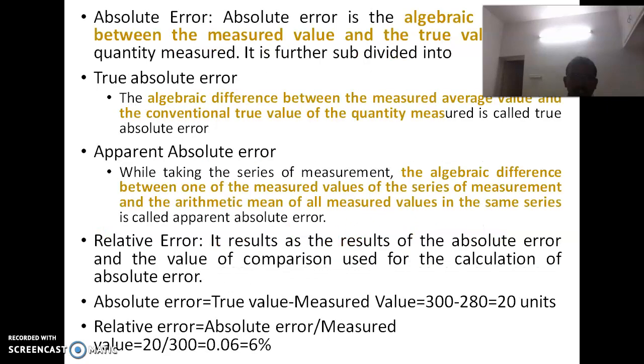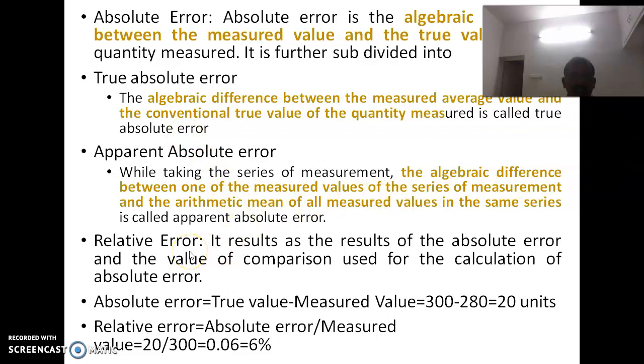The errors can be classified into absolute error and relative error. Absolute error is the measured value minus true value, and it is divided into true absolute error and apparent absolute error. True absolute error is where you take the average value of the measured value minus true value. In apparent absolute error, we take any one measured value minus the arithmetic mean of all the measured values. That is called apparent absolute error, used if the true value is not known.